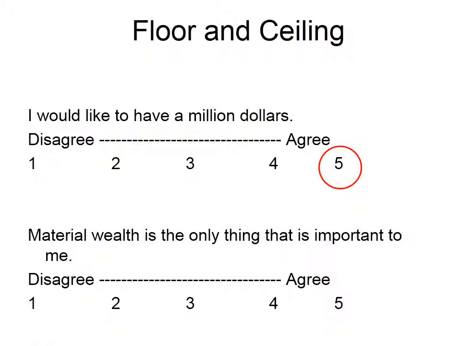We can also find floor effects, where basically everyone is going to disagree with an item. For example, "Material wealth is the only thing that's important to me." Very few people are going to agree with that. But again, we could reword it: "Material wealth is important to me." Then we're probably going to see a little bit more disagreement.